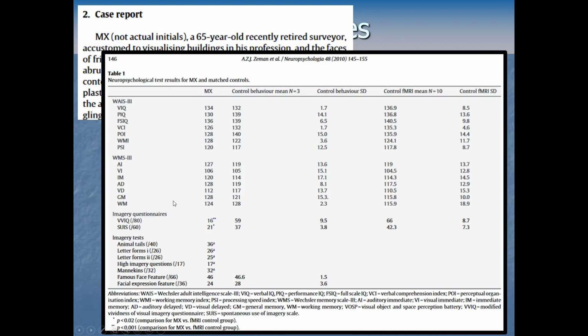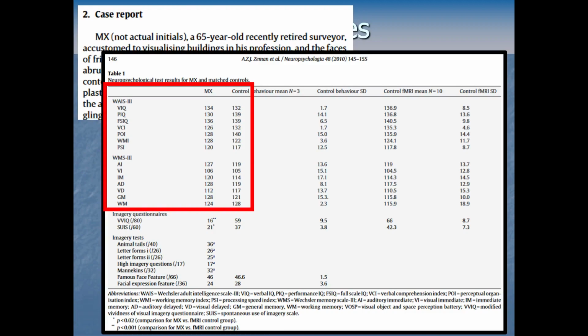So the patient is called MX here. Often we'll just use a shorthand so we don't break the person's privacy. So MX is the patient, and what you see next to him is data from a control group of people who are similar to him in a lot of ways, like age and other things, but they happen to have intact visual imagery.